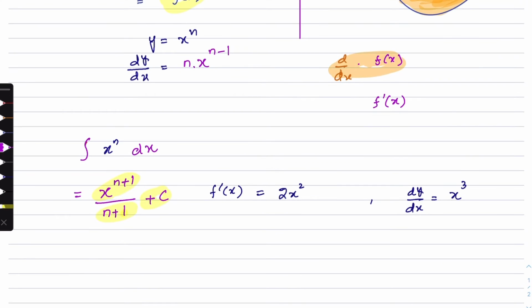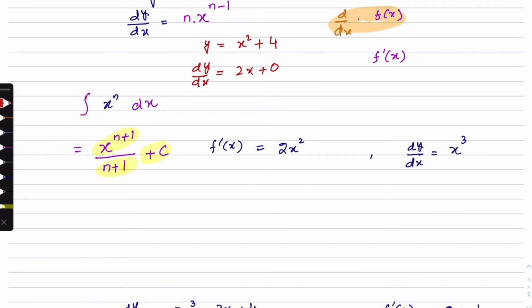So why do we add c? For this, we will take an example: y is equal to x square plus 4. When we differentiate, dy over dx becomes 2x plus 0. Why do we write 2x plus 0? Because the derivative of a constant is 0. That's why when we integrate any function, we add plus c, because the constant becomes 0 in the process of differentiation. So we try to retrieve that constant in integration.